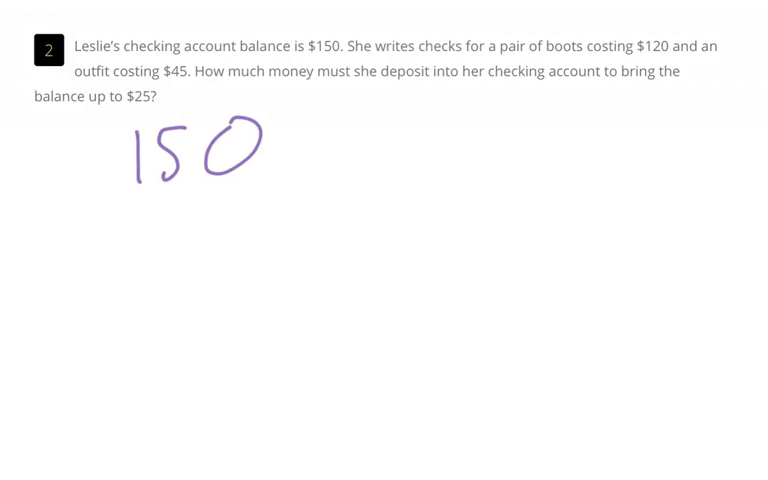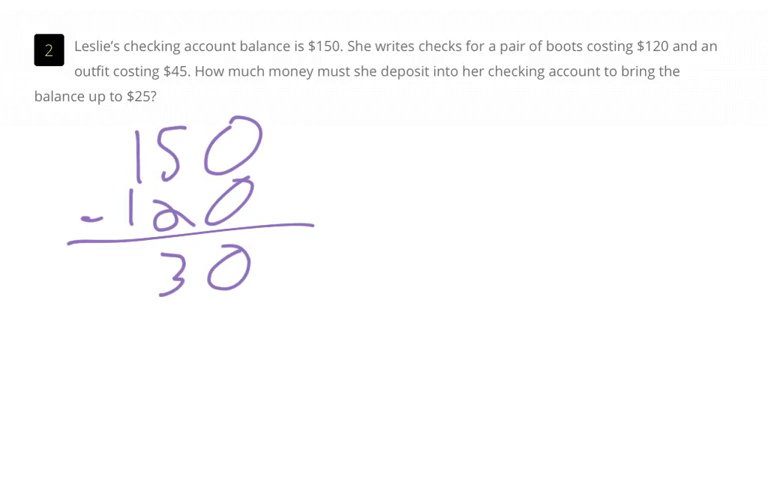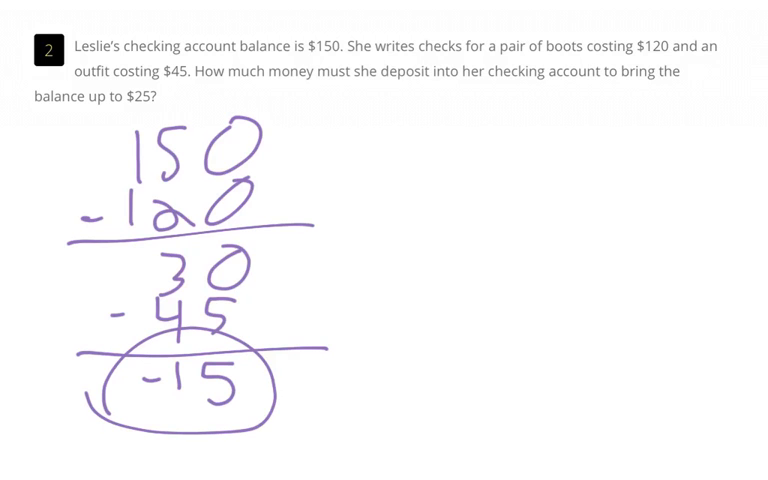She writes a check for $120. So we're going to take that money away. That means that she had $30. And then she writes a check for $45, so I'm going to take $45 away. So that means that she is in the hole $15 right now.